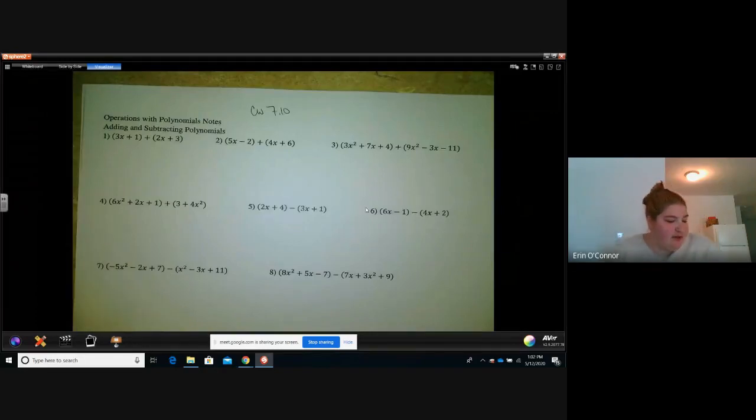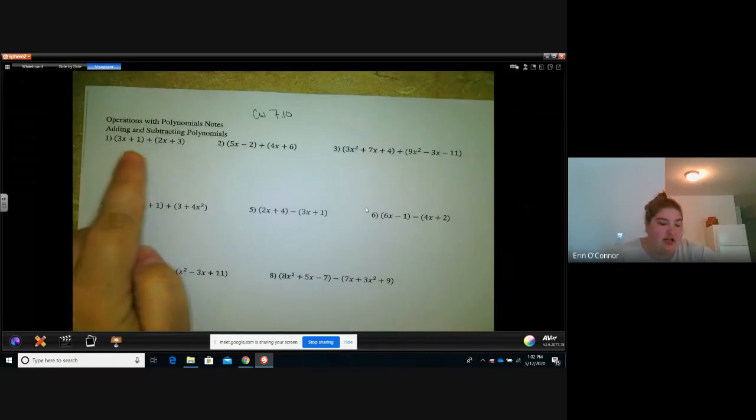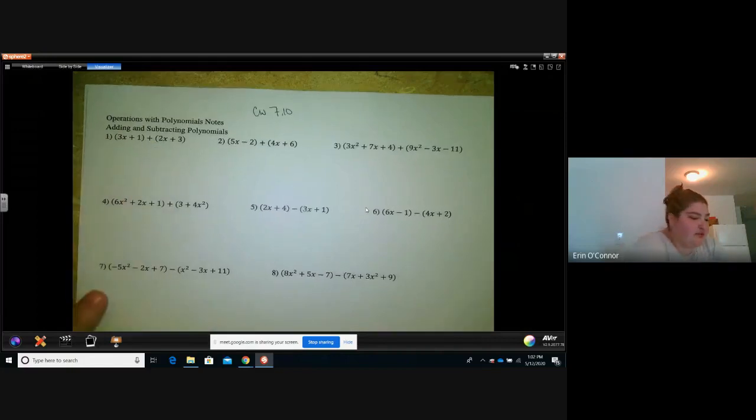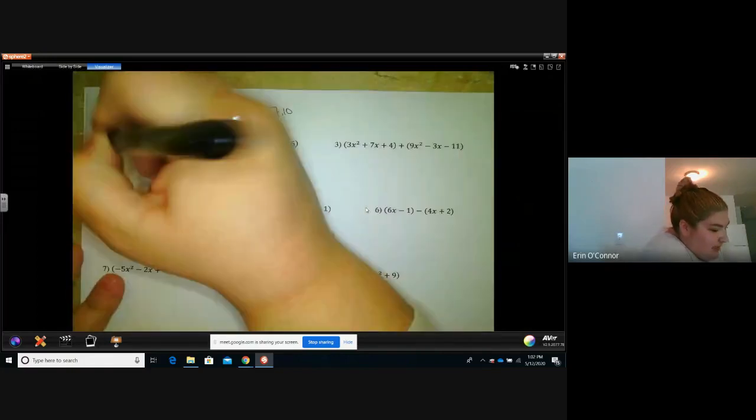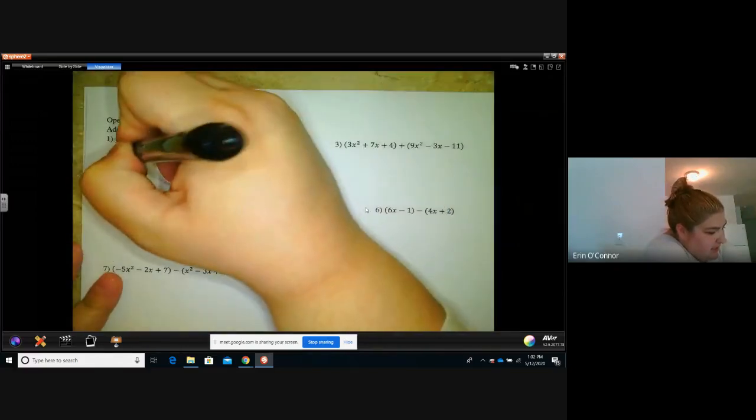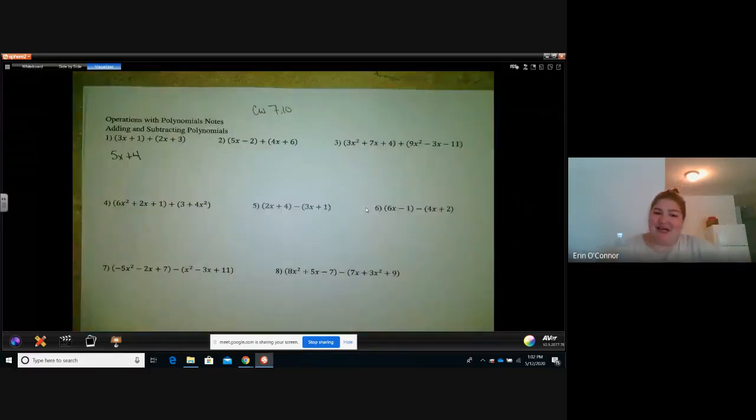Adding and subtracting polynomials. So we're going to first start with adding. When you add, you're not going to add any exponents or anything. You're going to add just like we do. Like what's 3x plus 2x? You're going to add like terms. 3x plus 2x is 5x. And 1 plus 3 is 4. And that's how you're going to do this.